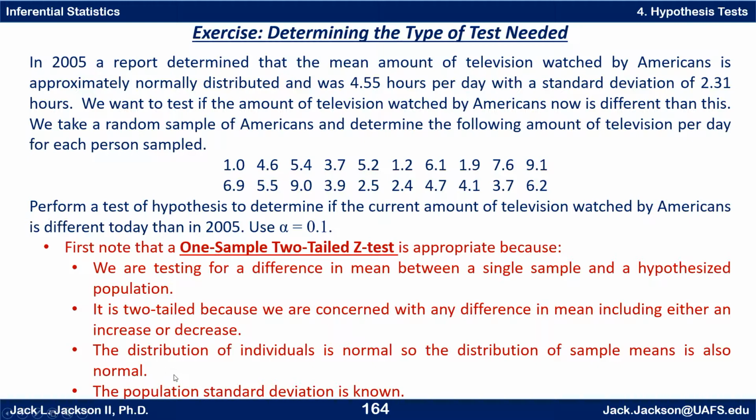The distribution of individuals is normal, so the distribution of sample means is also normal. See the normally distributed right there? So it doesn't matter how many we have here. The population standard deviation is known. It is 2.31. So these are all the conditions that we need for a one-sample, two-tailed z-test.